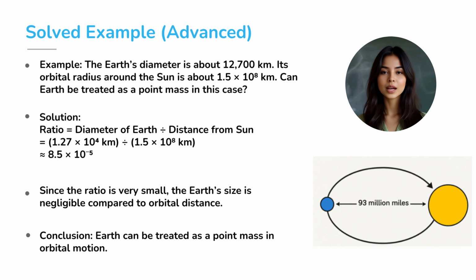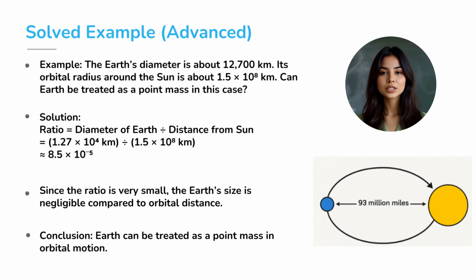Step 1. Calculate the ratio. Ratio equals diameter of Earth divided by distance to Sun. That is 1.27 into 10 to the power 4 divided by 1.5 into 10 to the power 8. Step 2. Simplify. This gives approximately 8.5 into 10 to the power minus 5.